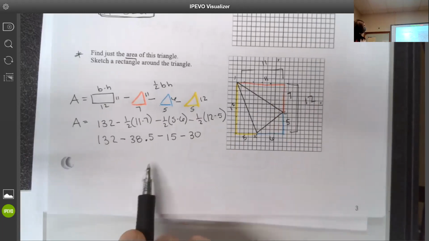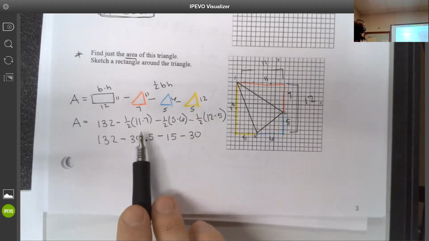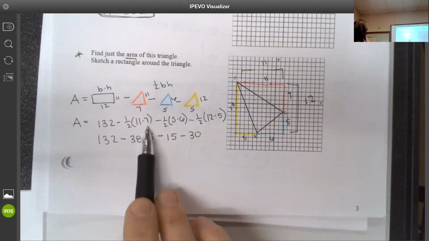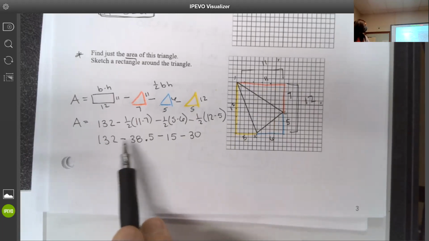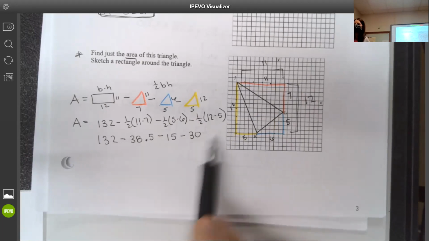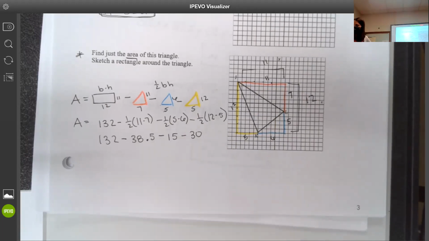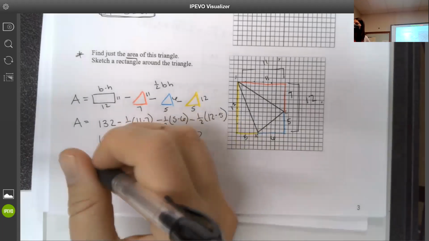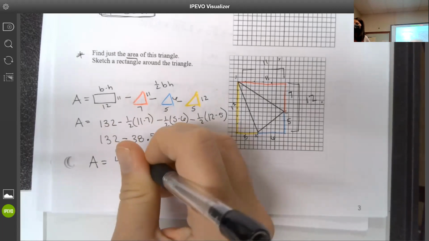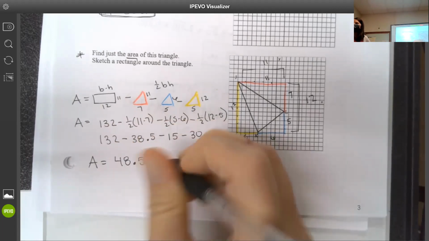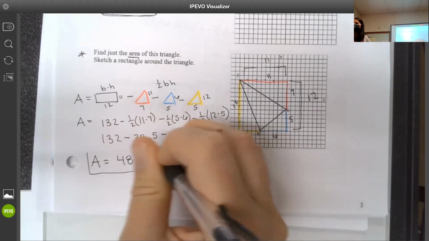And so you get a decimal here too, right? Because you get 11 times 7, it's going to give me 77, and half of that, 38.5. And so here I could just type this in, or I could add these up and subtract once. Let's see. I get that the total area of that triangle is 48.5, and don't forget your units squared. Square units.